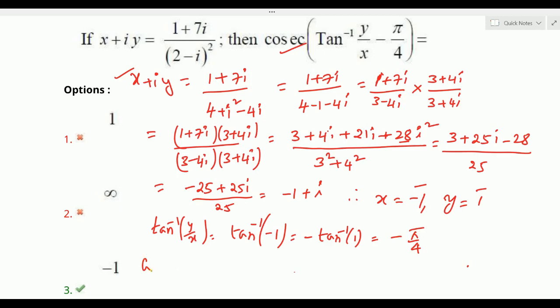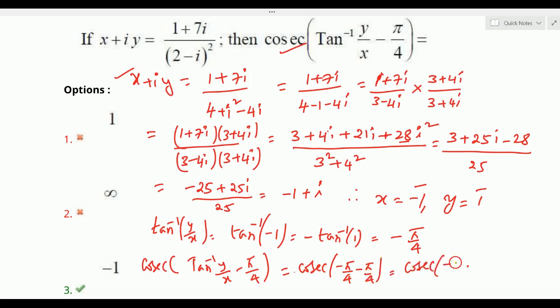Now we want cosecant of ఏం కావాలి మనకి? Cosecant of tan inverse y by x minus pi by 4 we want. That is cosecant of, we got already tan inverse y by x is minus pi by 4. One more minus pi by 4 is there. Minus pi by 4 minus pi by 4 is minus pi by 2. Cosecant minus pi by 2. Cosecant of minus theta is minus cosecant theta. అంటే minus cosecant pi by 2.